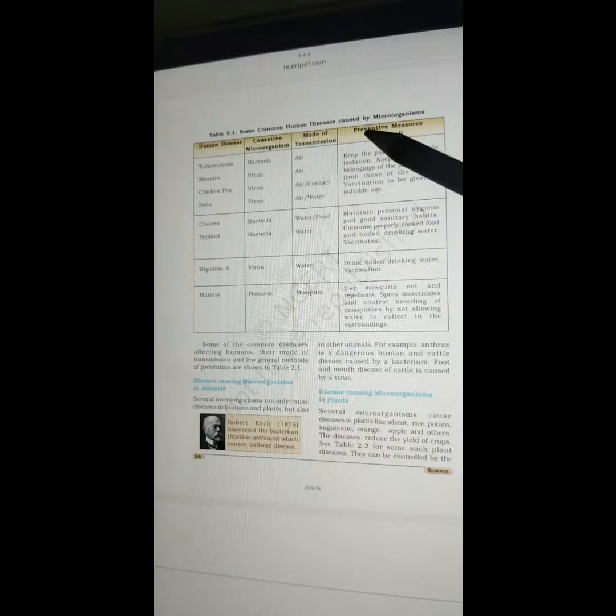For all these diseases, the preventive measures are to keep the patient in complete isolation, keep the personal belongings of the patient away from those of the others, and give vaccination at a suitable age.